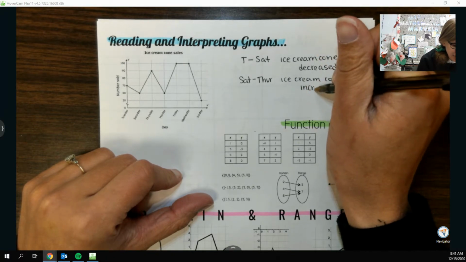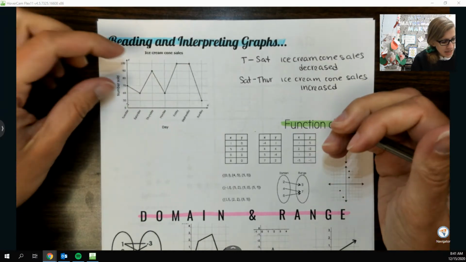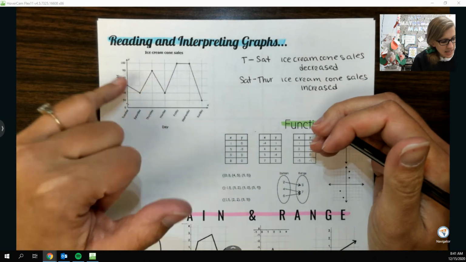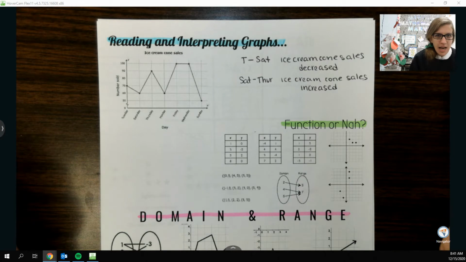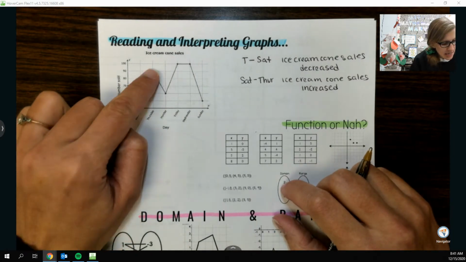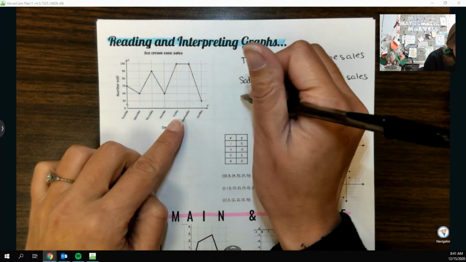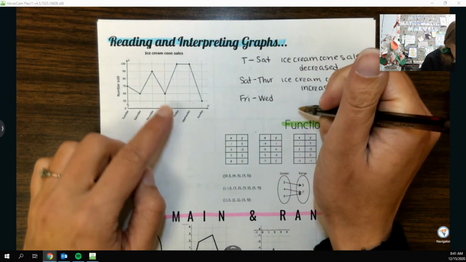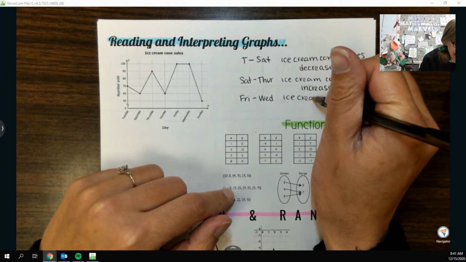increased. Now I would say they increased quite a lot, but you could just say increased because the thing is, this increase compared to that one is a little less, but I mean still an increase, okay? And then jumping ahead just a little bit, so we have like decrease, increase, decrease, increase, but this line right here is interesting. So from Friday to Wednesday, here to here, ice cream cone sales stayed the same.